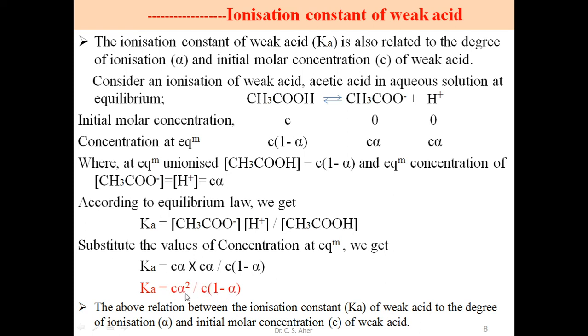So one C is cancelled with C square. The final equation is Ka is equal to C alpha square upon 1 minus alpha. One C remains: C alpha square upon 1 minus alpha. The above equation is the relation between the ionization constant Ka of weak acid, the degree of ionization alpha, and the initial molar concentration C of weak acid.